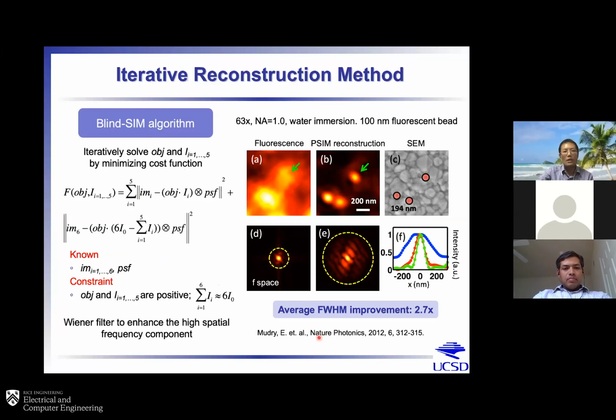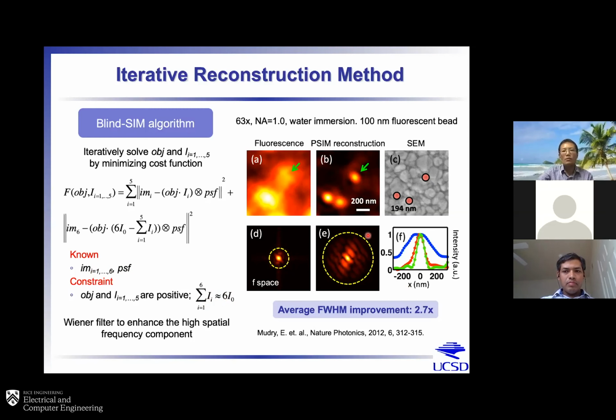and it is detailed in these papers. We make the assumption that all the illumination patterns added up equal a constant. You have multiple illumination patterns added up equal to a uniform constant, so we can reconstruct not only the object but also the illumination pattern at the same time. So this is the epifluorescence diffraction limited image. After reconstruction, we get better resolution, right?